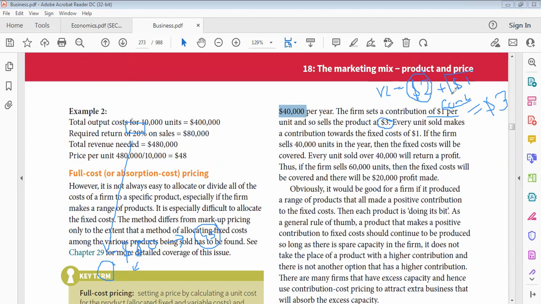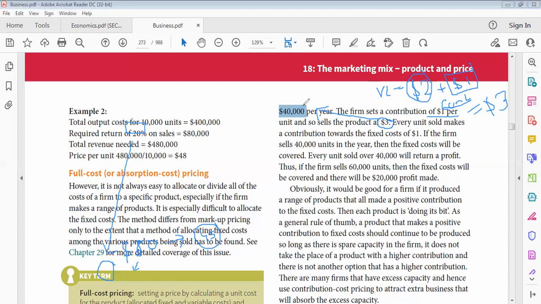So if you just keep $1 as contribution, how many pieces of your product do you need to sell to cover your entire fixed cost? You need to cover this $40,000. On every product you're getting $1 of contribution, so every product is giving you $1 to cover this cost. So how many products do you need to sell to cover this entire fixed cost? Think and tell me. It's a simple calculation.